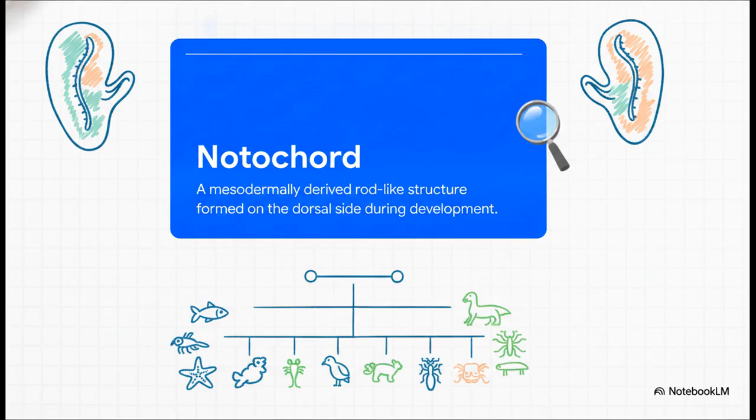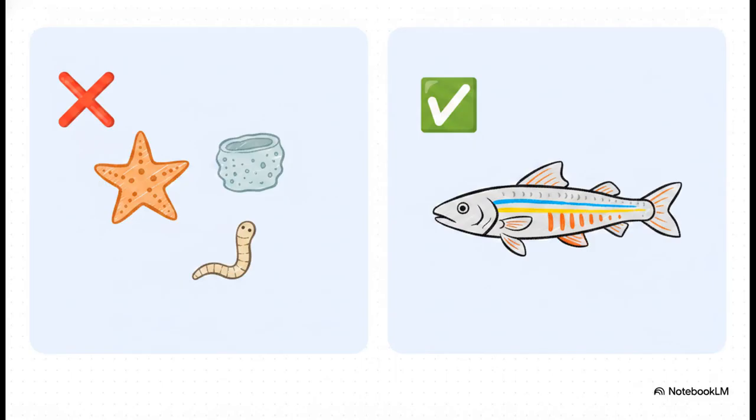But honestly, this single rod-like structure is the primary dividing line in the entire animal kingdom. If you have this structural rod at some point in your life cycle, boom, you are a chordate. Let's do a quick comparison of these two massive groupings. Non-chordates, running all the way from those simple sponges to starfish, completely lack a notochord.